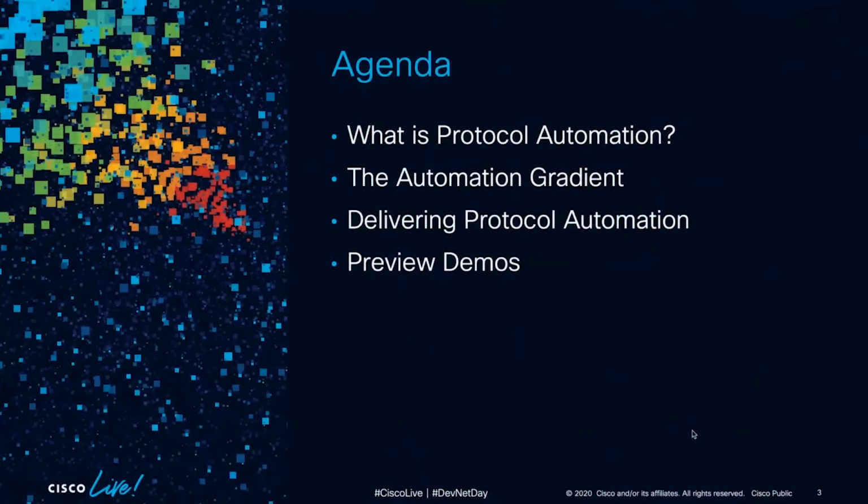Today, I'm very excited to talk about an automation area which we are calling protocol automation. As part of this talk, I want to first of all highlight what is protocol automation. I want to talk about an interesting concept called the automation gradient. I also want to highlight how we're going to deliver protocol automation. Is it XR? Is it Crosswork? Is it something that you do? Well, it's going to be interesting finding out how we go about doing that. And finally, I want to leave you with a couple of preview demos that we put together to show you where we're headed with protocol automation.